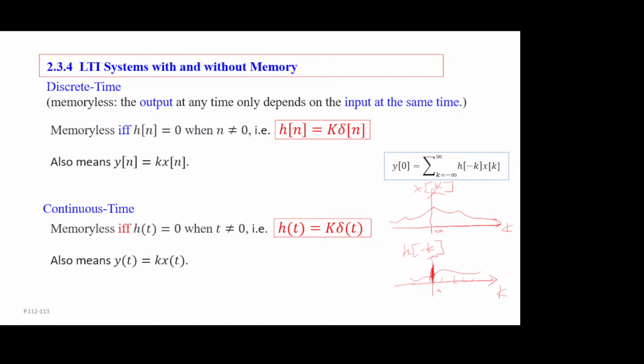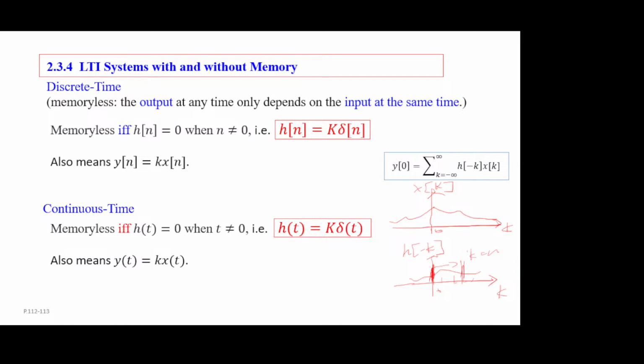When you have different n, then when n increases, this spike will shift to some place at k equal to n, and you will pick up the x of k at k equal to n, etc. So that's the intuition. And so if your h of n is 0 when n is not equal to 0, then as we said, it only has value when n equals 0, so it's proportional to this delta of n.